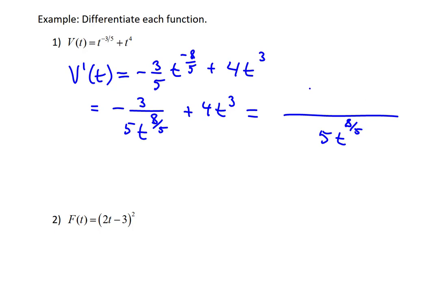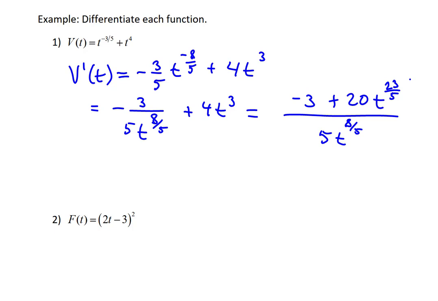And then in the numerator, we have this negative 3 that was originally above that in the first fraction that would have to stay. But in the second term, we would have to turn its original denominator, which was 1, into this new denominator, which means we're going to have to multiply the numerator by this 5t to the 8/5, which means the new numerator would be 20t to the 23/5 all over the LCD. So this is now written with a common denominator.